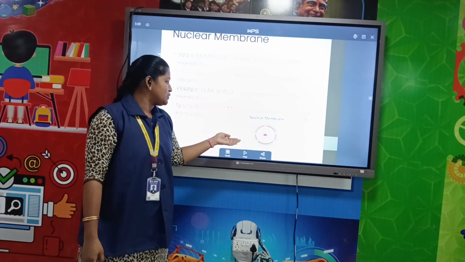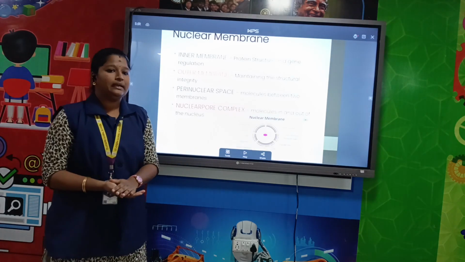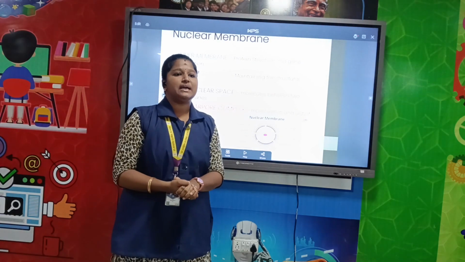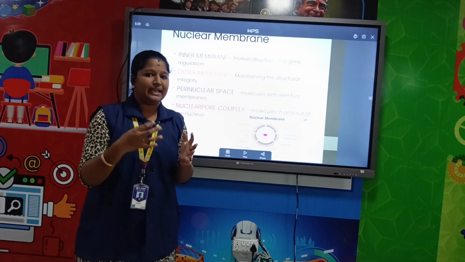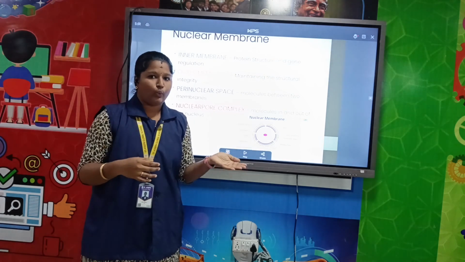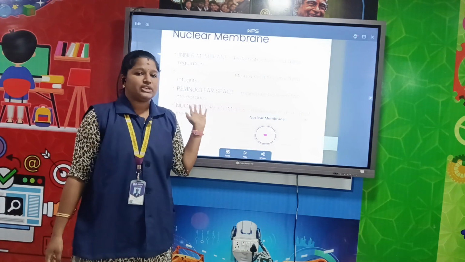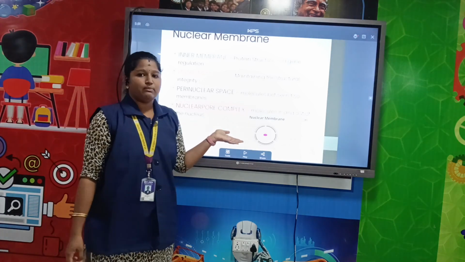And ribosome. What is ribosome? Good. Ribosome is the protein synthesis. All proteins they produce and assemble, where they have to go, where they will pack. They have to tell each and every organelle. So that is the ribosome.